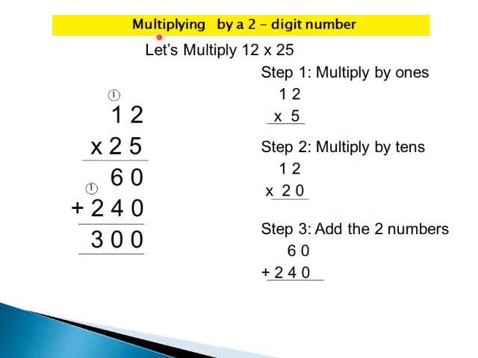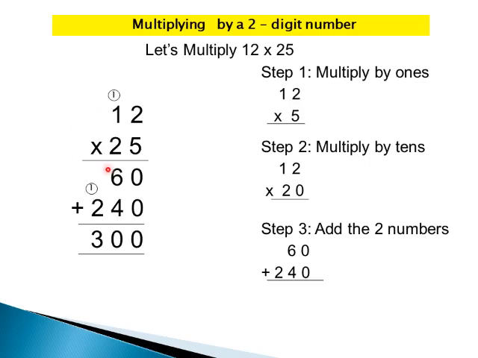Multiplying by a two-digit number. Let's multiply 12 times 25. As you know, we have to start with the ones place. Step 1. Multiply by ones. First multiply 5 by 2. We get 10. Put down 0. Carry the 1 to the next column. Now multiply 5 times 1 equals 5. Add 1 to 5. We get 6.